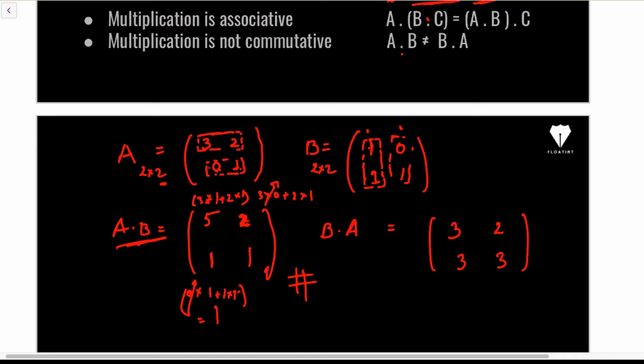If you think about what the resultant shape will be here, the column of the first and the row of the second, these two are the same, so you have to remove them.